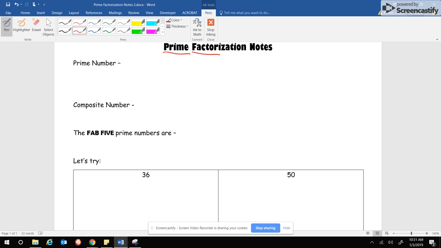A prime number has only two factors, which are 1 and itself. So for example, 2 is prime because there's nothing I can get other than 2 times 1. I can't do any other multiplication to get to 2. 5 is also prime because there's nothing I can multiply other than 5 times 1 to get to 5. And one more example would be 19. 19 is prime. There's nothing I can multiply to get to 19 other than 19 times 1.